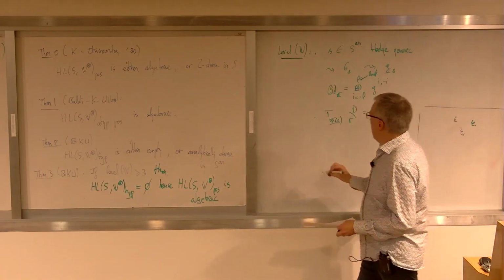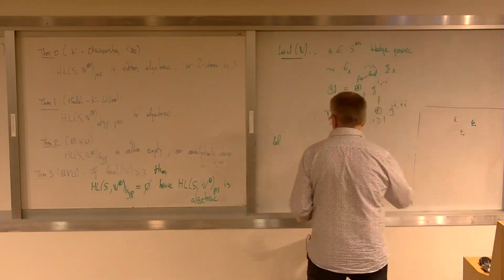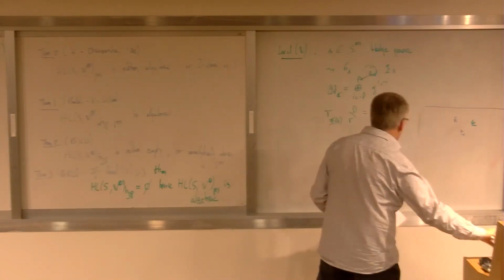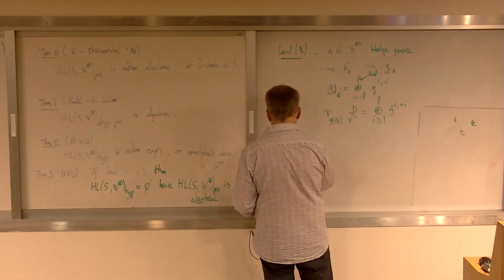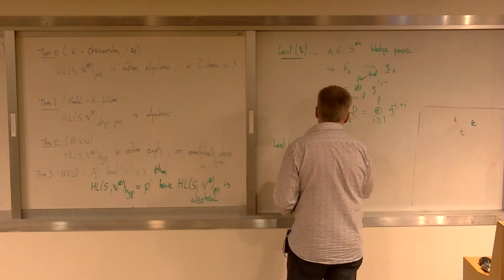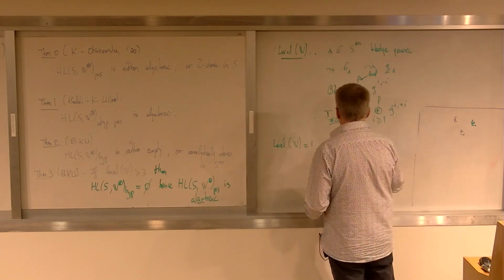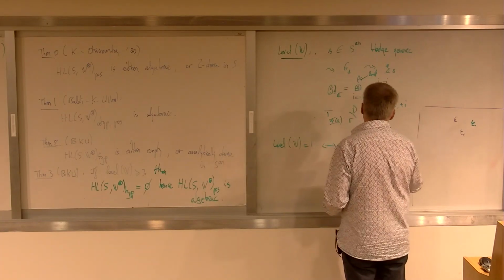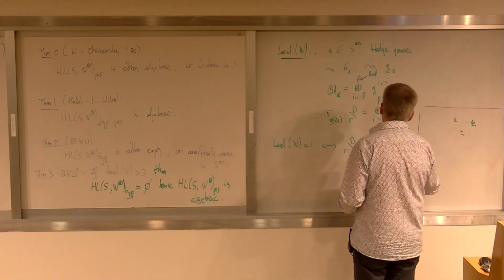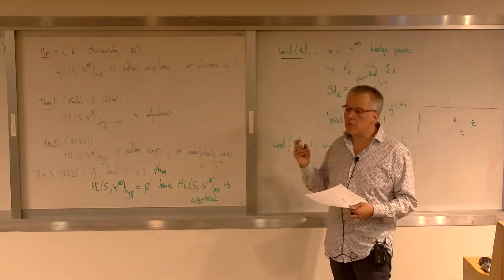So some comments are that the level of V being 1 corresponds exactly to the case where D mod Gamma is a Shimura variety. And so in the examples, example 0 was that case, example 1 was also that case.